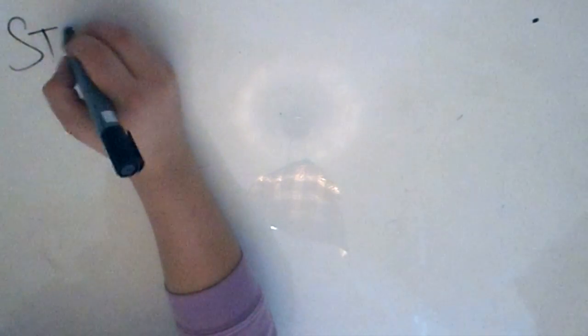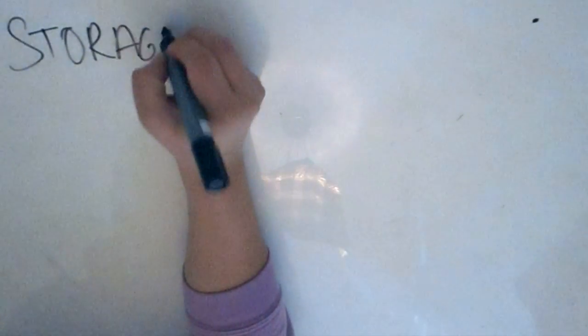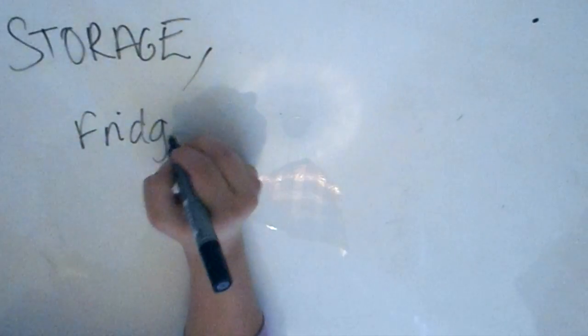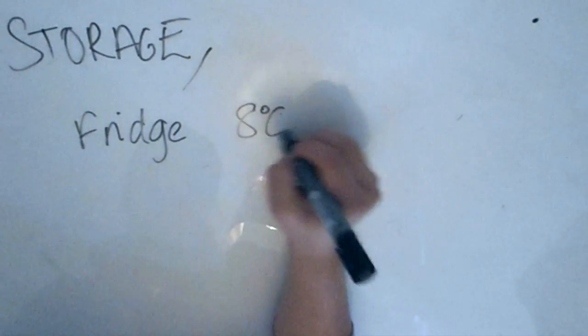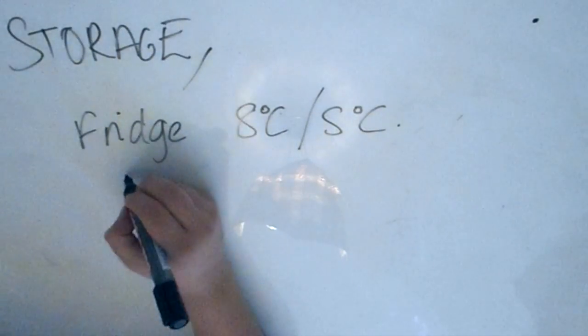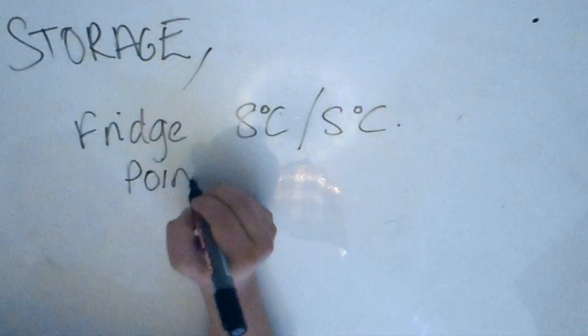So the next thing that we're going to cover is storage of eggs. Now, for good practice, you should store eggs in the fridge. If you're storing them in the fridge, they should be below 8 degrees C if you are meeting the legal limit, and below 5 degrees C if you are showing good practice.